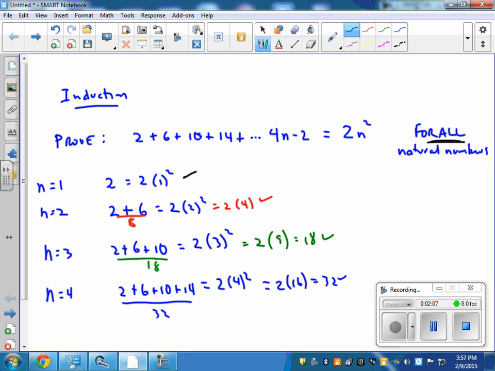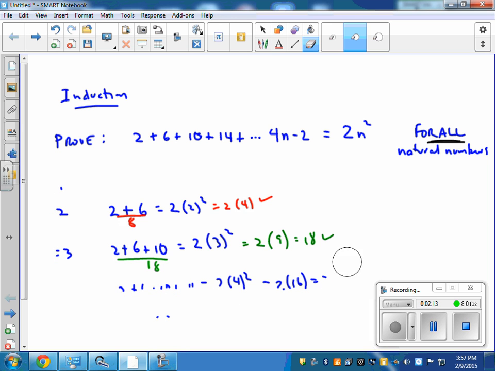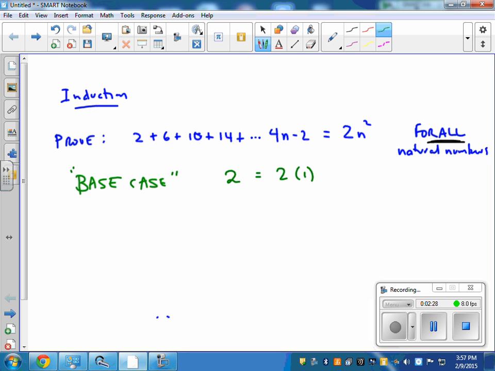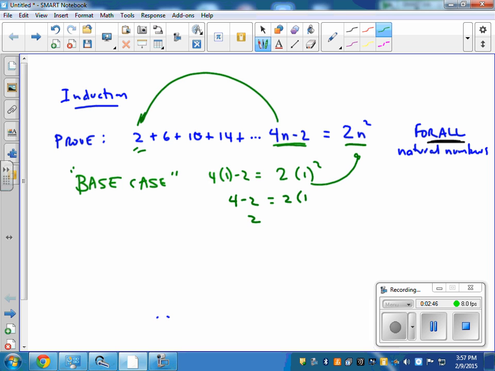Okay, so to do that, I have to use induction. Induction consists of two steps, basically. There's what's called the base case, the bottom step, and that's the simplest case. In other words, I have to show that 2 is equal to 2 times 1 squared, right? Take a sub n, 4 times 1 minus 2, that gave me 2. And I have to show that's equal to 2 times 1 squared, putting 1 right there. And that's pretty easy to do. 4 minus 2 is 2, and 2 times 1 is 2. Okay, so it does work in the base case, true.